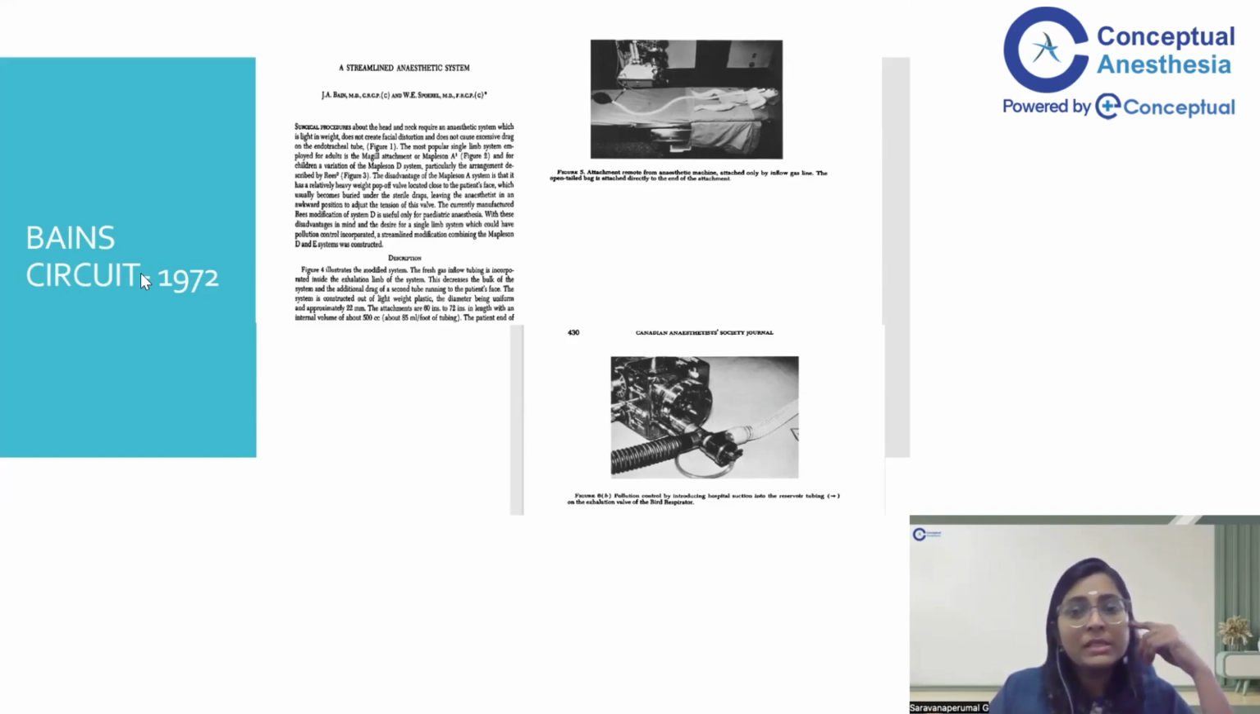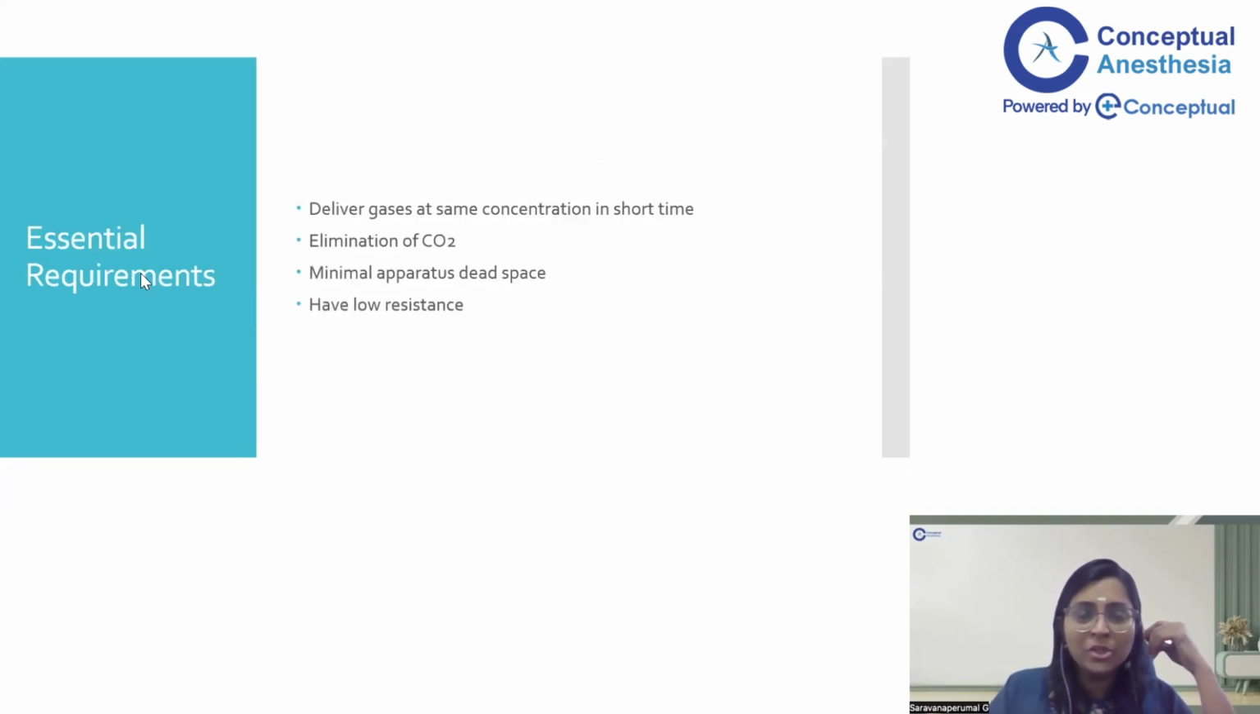They also anesthetized patients with cleft lip and cleft palate with the Bain circuit and proved that without effective rebreathing, patients can be anesthetized using the Bain circuit, which is again a modification of Mapleson D.